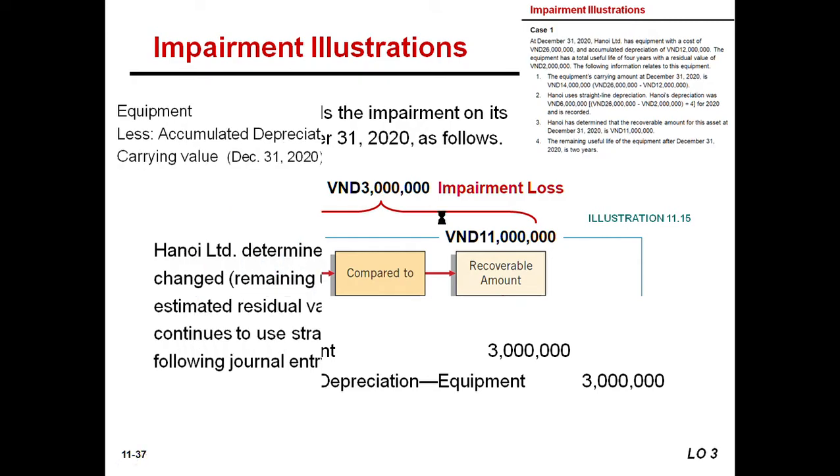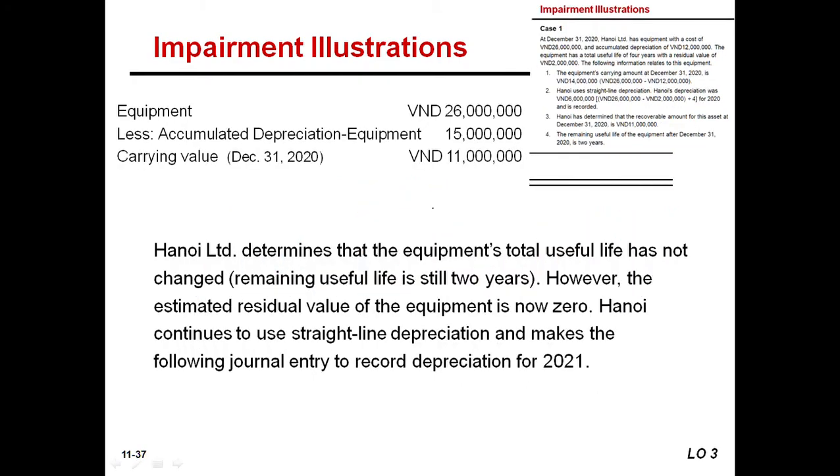Correct? So what next? We also need to see now, on 31st of December 2020, what was the carrying value and if there was any adjustment required in impairment. Okay, so Hanoi determines that the equipment's total useful life has not changed. That means it still has 2 years if you're taking 2020 into consideration. However, the residual value of the equipment is now 0. What does that mean? It has reached the end of the useful life and there is no residual value, right? So Hanoi continues to use the straight line method of depreciation.